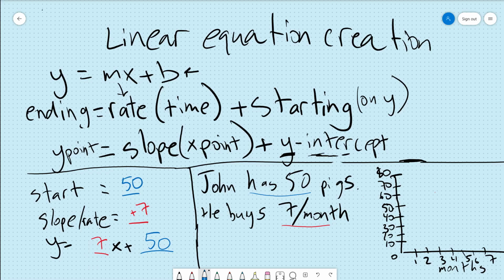And then how are you going to graph it? To graph it, we're always going to start here. The first step is always going to start at the y-intercept, up or down. So we're going to go up, the starting amount, on the y. Here we're at 50, so I'm going to go up the y-axis to 50 and make a dot. So this is our starting amount.